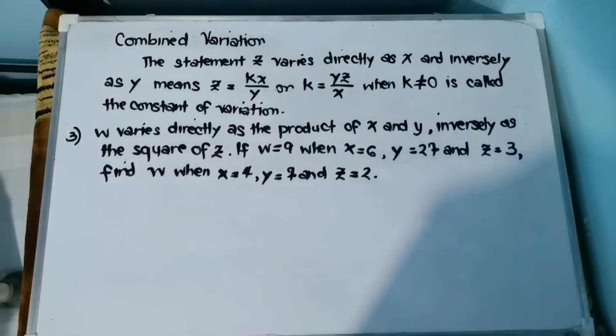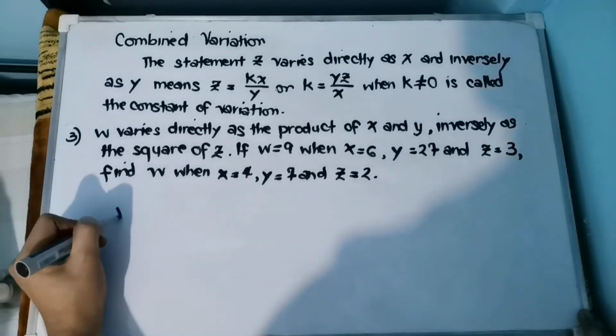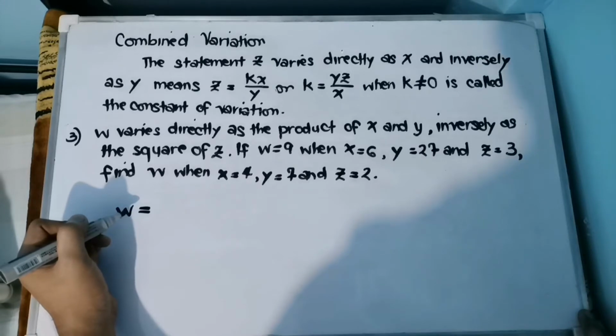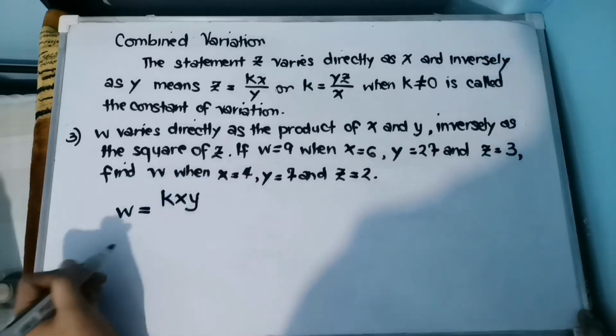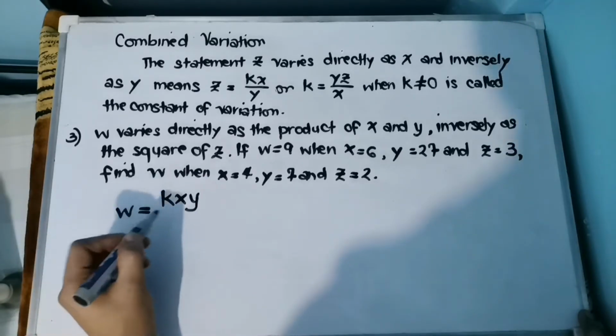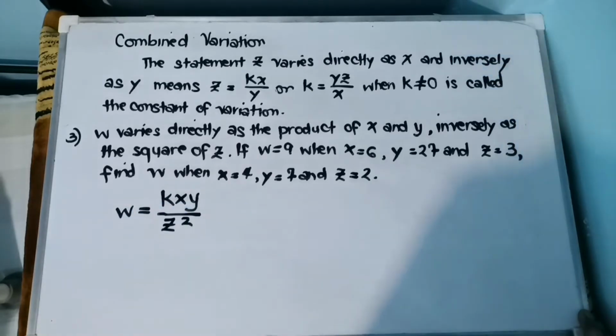So let us rewrite muna the statement. So we have W varies directly as the product of X and Y. So this can be written as K, X, Y. Inversely as the square of Z. So we have here over Z squared. So that is for the first statement.